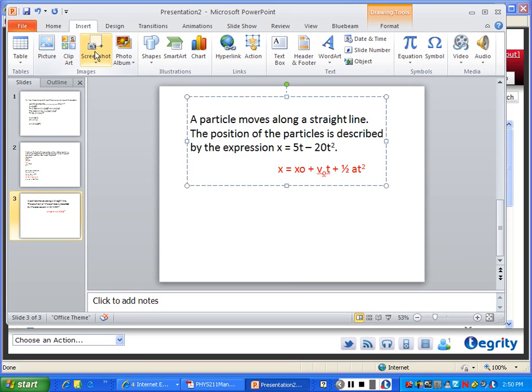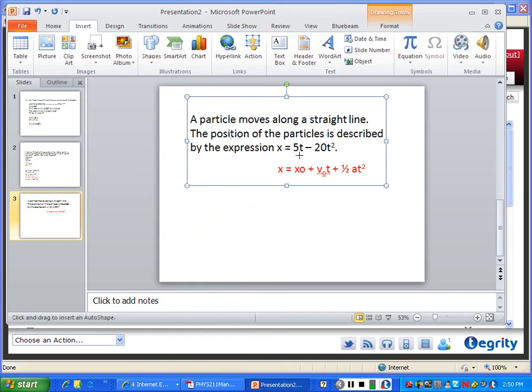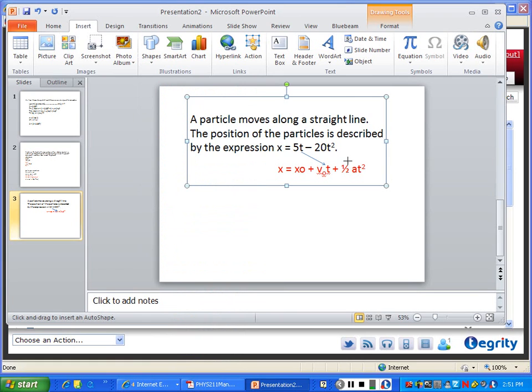Demonstrations, compared. Oh, here we are. Here's what I want. I want to show you that clearly in this problem, the 5t is going to correspond to that term v0t, right? And the minus 20t squared is going to correspond to that term.